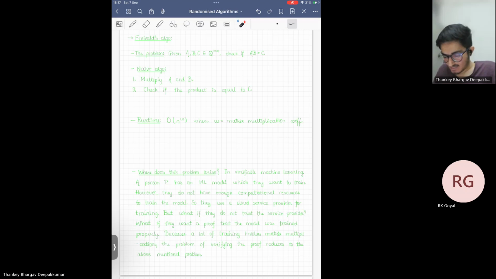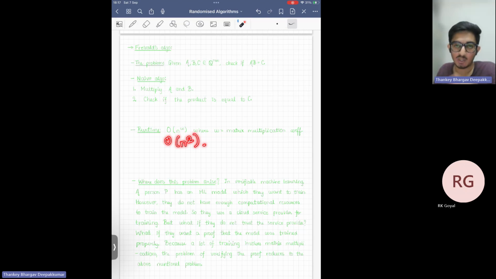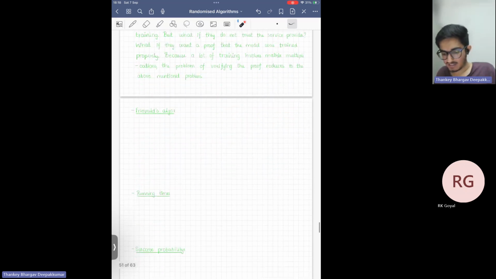Now that we have seen a naive deterministic algorithm, let's see a better randomized algorithm. The randomized algorithm would take order n square time. First of all, you cannot do better than order n square, because there are at least n square entries in A, B, and C, and at least intuitively, you have to check that these all are the same, right? So let's see an order n square algorithm.